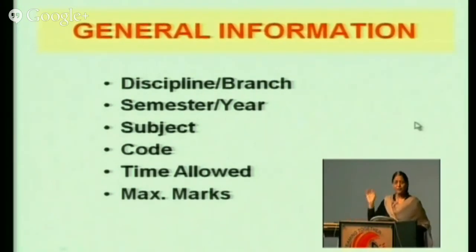So in some cases, a part of this information is missing. Why I say part, either the subject name is missing or the subject code is missing. If the subject code is given, the subject is not written. If the subject is written, the subject code is not written. But it should give both. So that should be seen, that it should include all the 6 elements in the general information.